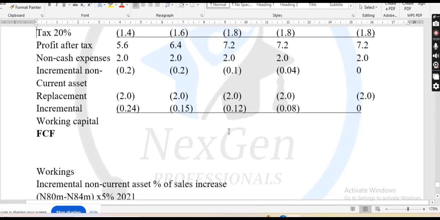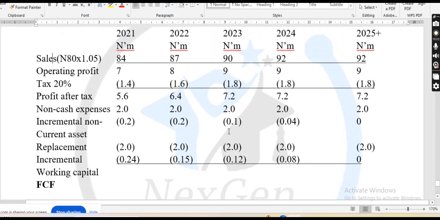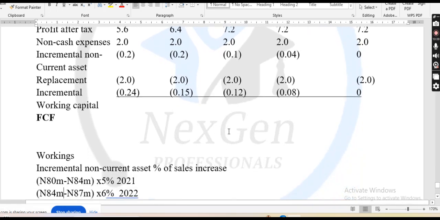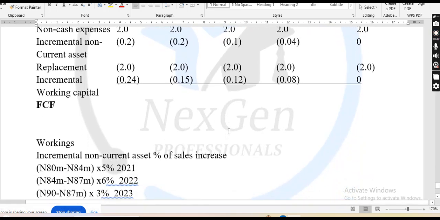In 2020, the sales was 80. In 2021, the sales increased to 84. The question is, what is the increase? What is the difference? That is why we have 84 minus 80, because the question says percentage increase. 84 minus 80 times the increase, which is 5%. When you do it like that, you have your figure.